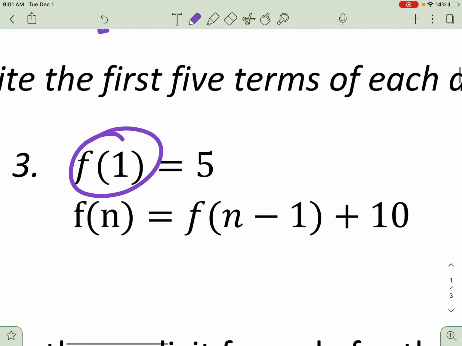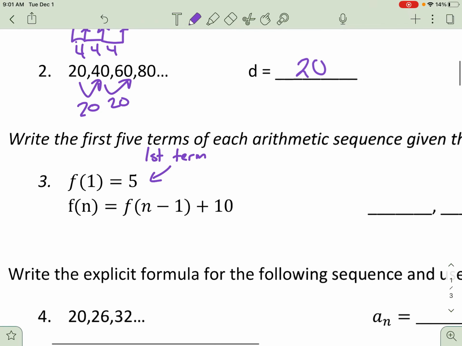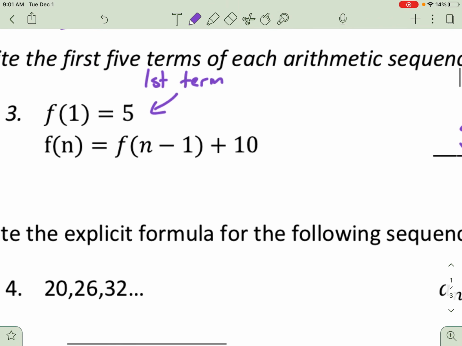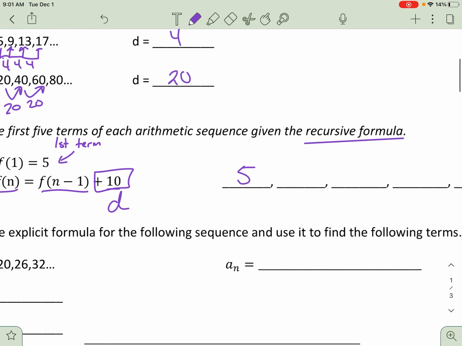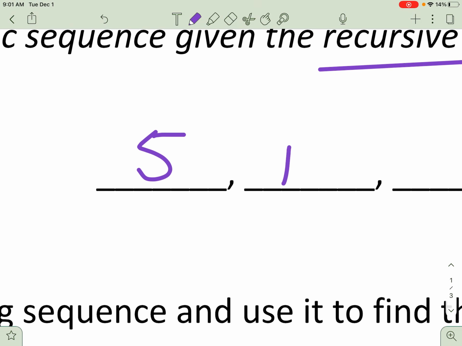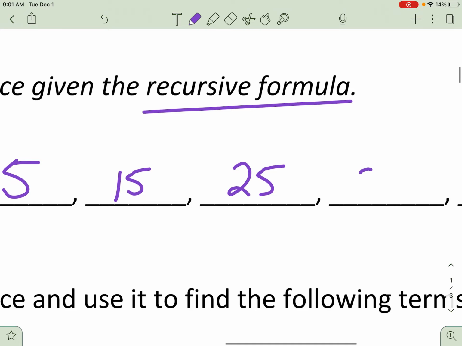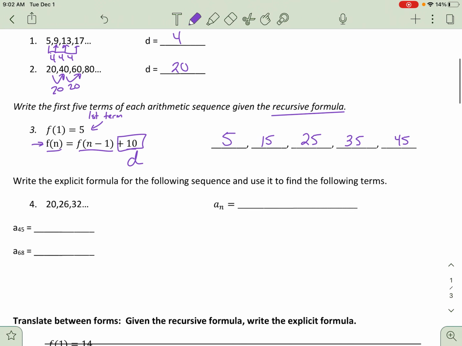Okay, so if it says f of 1, we know that this is the first term. So 5 is the first term, and we put that right there. Then you look at the second part of the formula and say, okay, this is a function at the nth term. We would have to take the term prior to it and add 10. So this is the common difference. It's the d. Whatever the common difference is, just like we did up here, that's the number that's adding or subtracting. So if we started at 5 and our difference is plus 10, you add 10 each time. Okay, so that gets you your first 5 terms of the sequence.